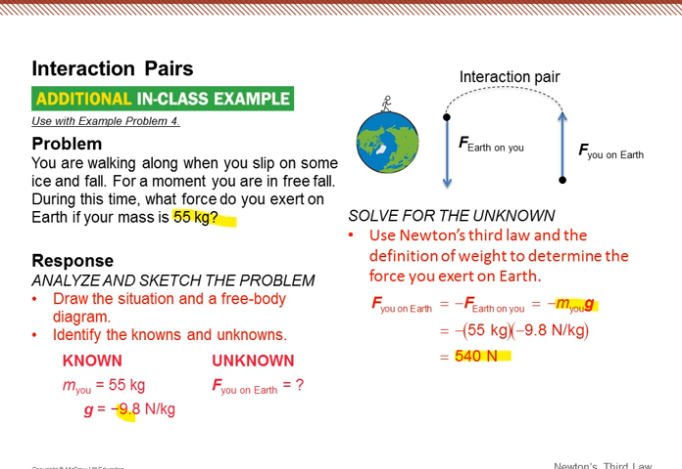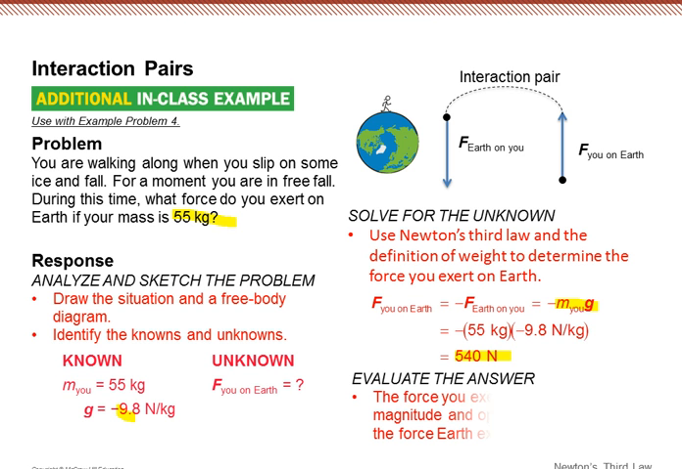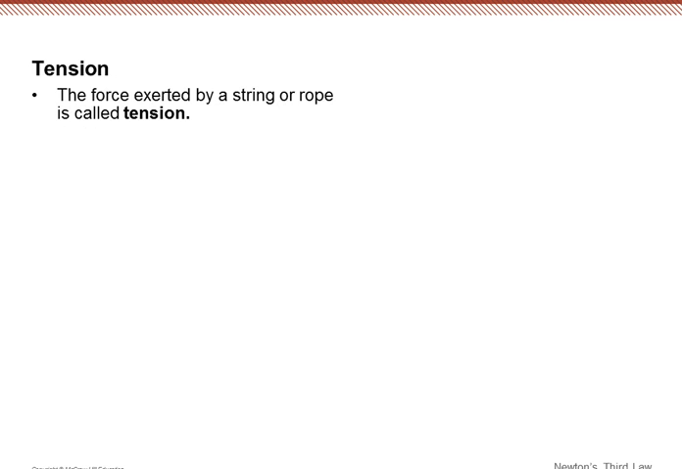And like I mentioned earlier, 540 newtons is completely insignificant when you're dealing with such a large mass of the Earth. And so we can evaluate the answer to see that you would expect it to be equal in magnitude and opposite in direction of the force it exerts on you.